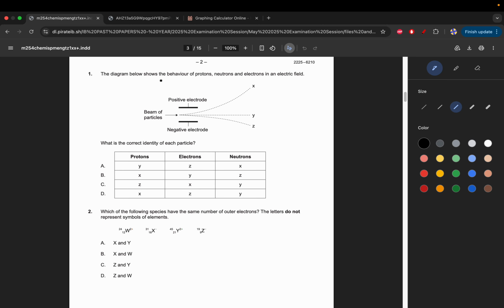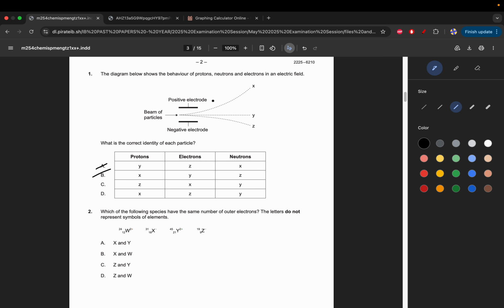So the diagram below shows the behavior of protons, neutrons, and electrons in an electric field. What is the correct identity of each particle? First, we can take a look at the one that's undeflected. Well, we know that Y is undeflected, so it's going to have no charge because anything with charge is going to be affected by the electrodes. So that's going to be a neutron, so we can eliminate A and B.